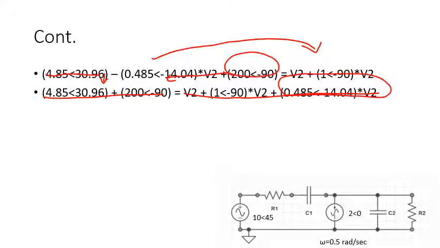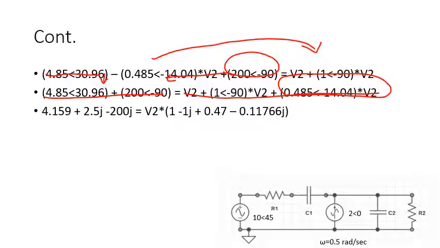Now that I have my like V2 terms on one side, I hopefully can combine some of them. So over here on my left side, these are phasors, and I now need to add them. To add them, they need to be in rectangular form. So I take 4.85 cosine of 30.96. I get 4.159. I take 4.85 sine of 30.96. I get 2.5j. And then I have 200 phase angle negative 90. That gets me negative 200j equals V2 onto what? Well, I had a really 1 times V2 here, so 1. Negative 1 phase angle 90 is negative 1j. This was all times V2.